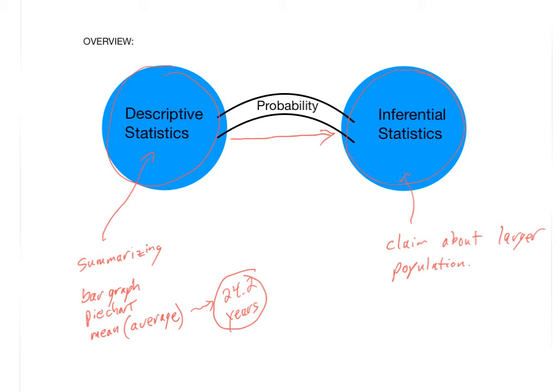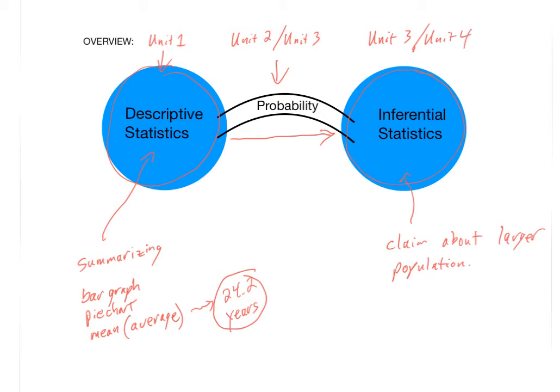And descriptive statistics is in Unit 1 of our course. There are 4 units in the course. Unit 2 and the beginning of Unit 3 is about probability, and then the rest of Unit 3 and all of Unit 4 is the study of inferential statistics.